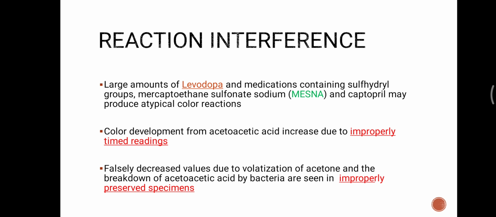So kung mugawas daw ang iyahang if makuan sa improperly timed readings. And we can get false decreased values due to volatilization of acetone and the breakdown of acetoacetic acid in improperly preserved specimens. So, katong dito sa color development, makakuha ta og false positive result if makakuan ta sa improperly timed readings, and then mag-decrease pod ang values of volatilization kung makuha na siya dito sa improperly preserved specimens.